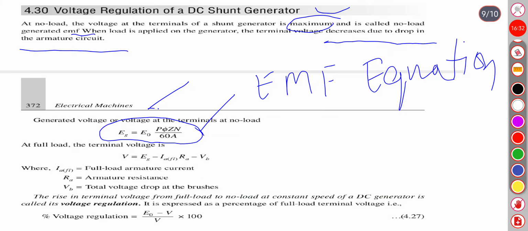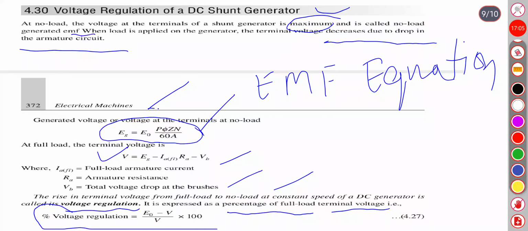At full load, the terminal voltage will be V equals Eg minus IaRa minus Vb. Vb is the voltage drop at the brushes. The rise in voltage from full load to no load at constant speed of a DC generator is called voltage regulation, and it is expressed as a percentage of the full load terminal voltage. So the percentage voltage regulation equation will become E0 minus V upon V, into 100.